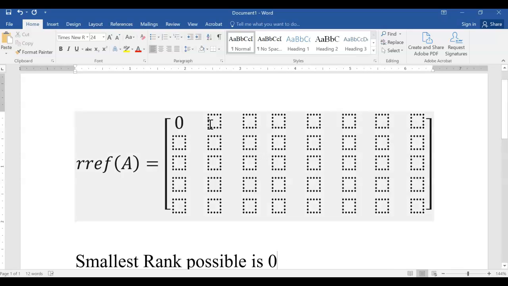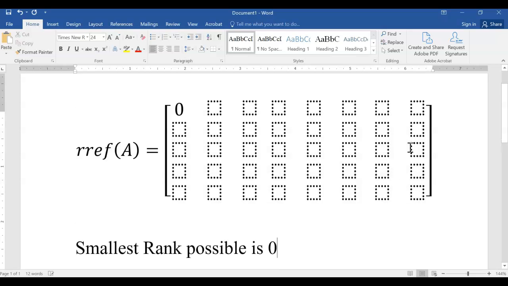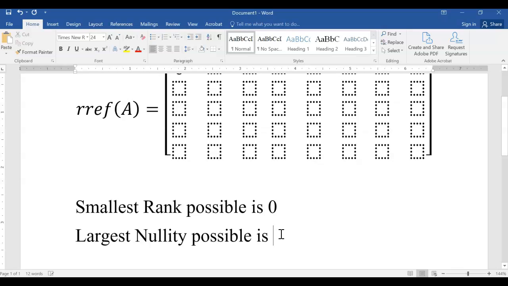By the way, what does that mean about the nullity? If I have no pivot columns, that means I'm going to have 8 free variables. So the largest nullity is going to be 8. This is in one sense a trivial case because, again, you can always put in the 0 matrix and have rank be 0, and nullity be however many columns there are.